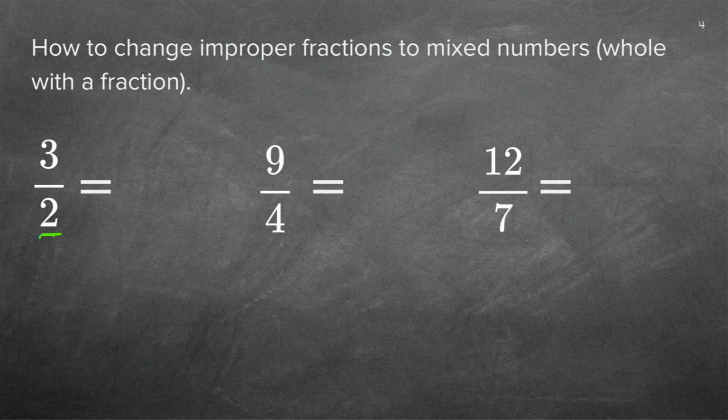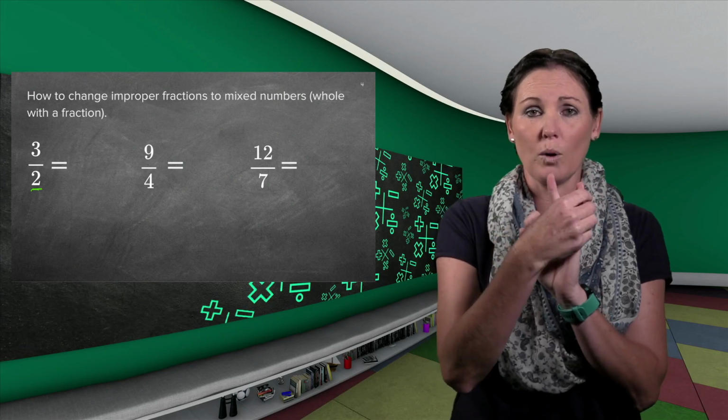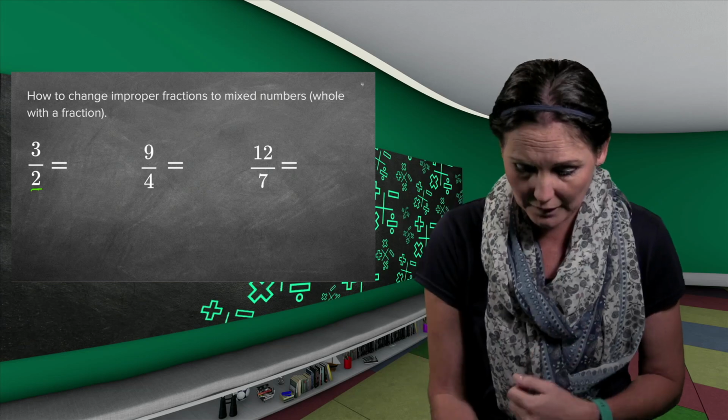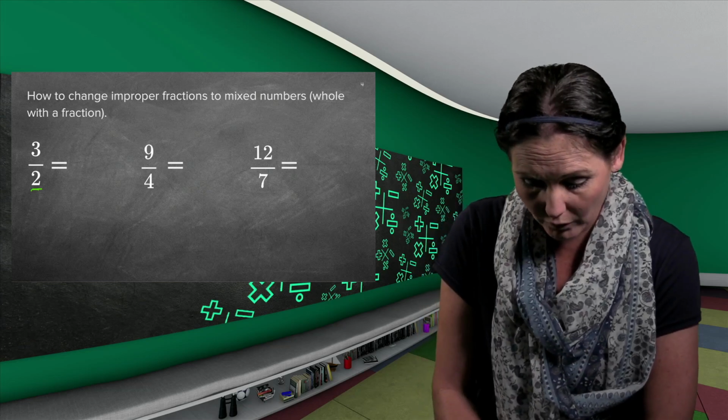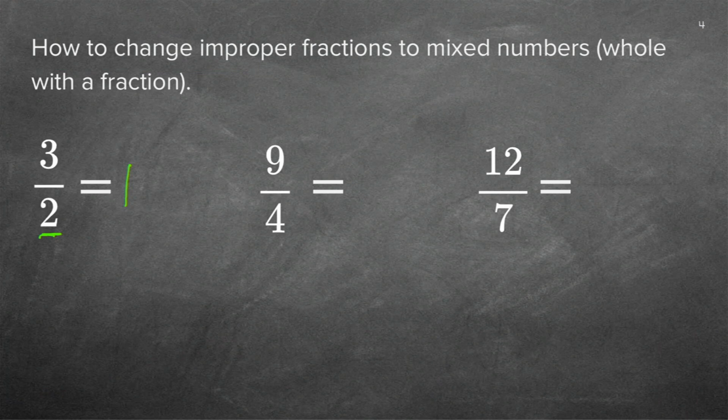Here my denominator is 2, but my numerator is 3. It's larger or greater than the denominator, and that's why I call it an improper fraction. How many times can I take 2 from 3? So if I've got 3, I can take 2 and I can make 1. What is left? 1 half will be left. So I can take 2 from 3, so that's 1 whole, and 1 half will be left. And that will be my mixed number. I've got a whole number with my fraction.